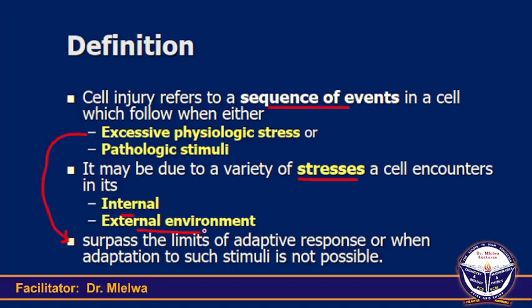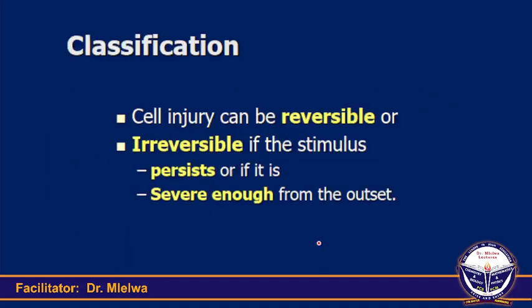But sometimes when this stimuli surpasses, that means exceeds the limits of adaptive response, yani imezidi kile kiwango ambacho a cell can adapt or can change its conditions in order to cope with this condition. If it exceeds these limits, that means a cell cannot tolerate. And finally, what will happen is the cell injury.